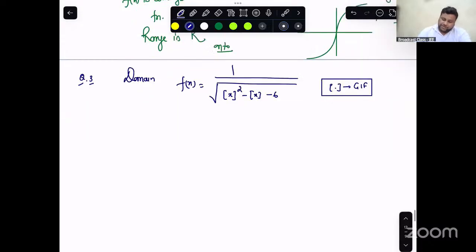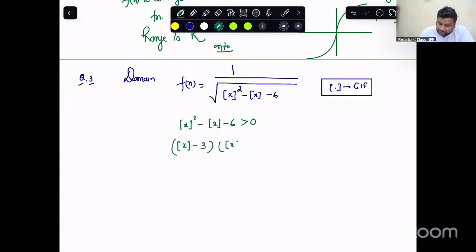Now see, for the domain of this function, what do you want? This greatest integer of x square minus greatest integer x minus 6 should be greater than 0. First of all, this is inside the root, so it should be greater than or equal to 0. Secondly, it is in the denominator, it should not be equal to 0. So the only option left is it should be greater than 0. So I can write it greatest integer x minus 3, greatest integer x plus 2, it should be more than 0.